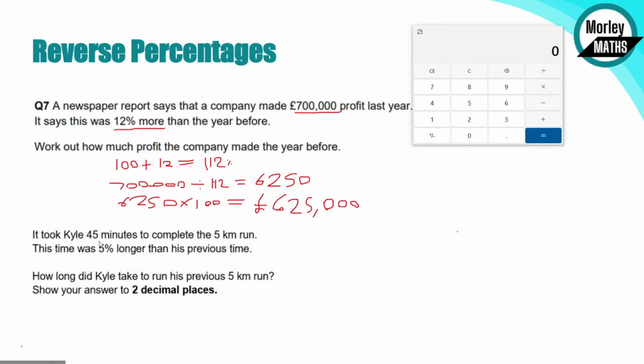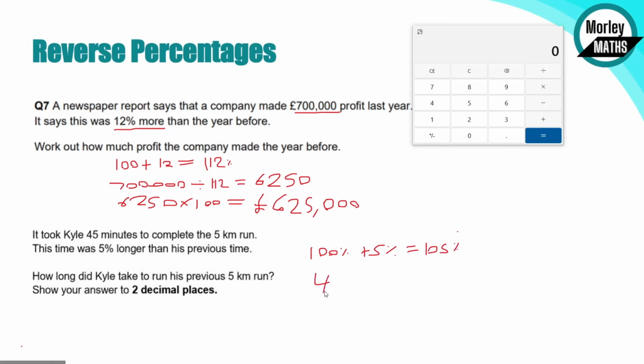It took Kyle 45 minutes to complete a 5-kilometer run. This was 5% longer than his previous time. How long did Kyle take to run his previous 5-kilometer run? So that's essentially saying that the new run was the time of his old run plus another 5%.